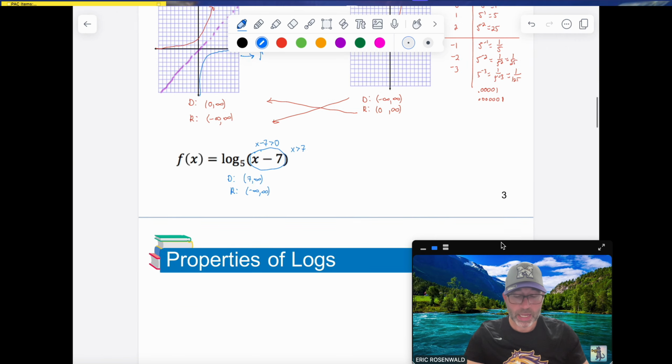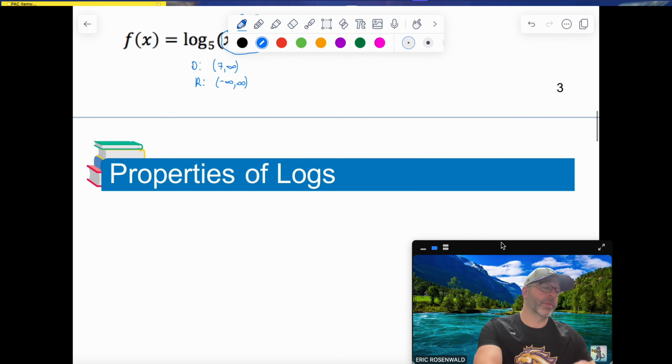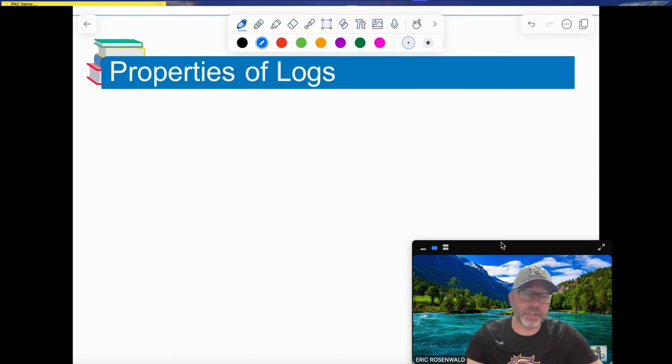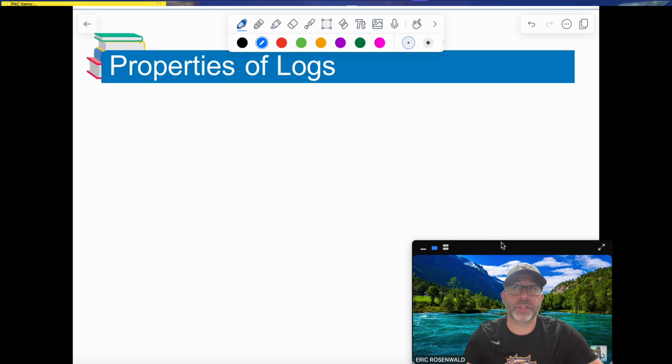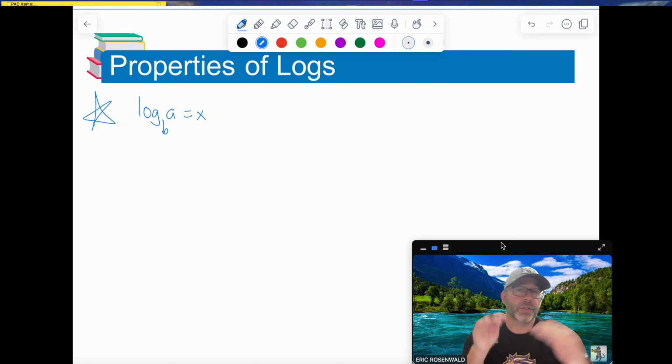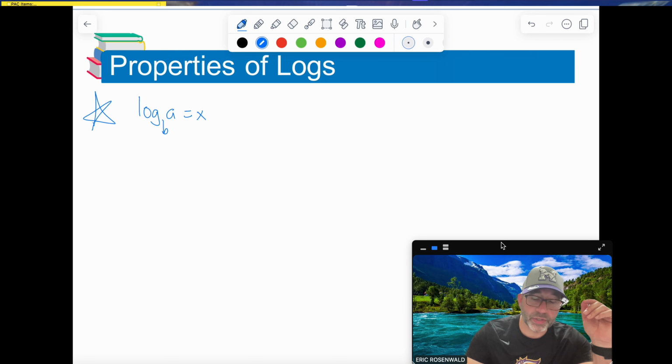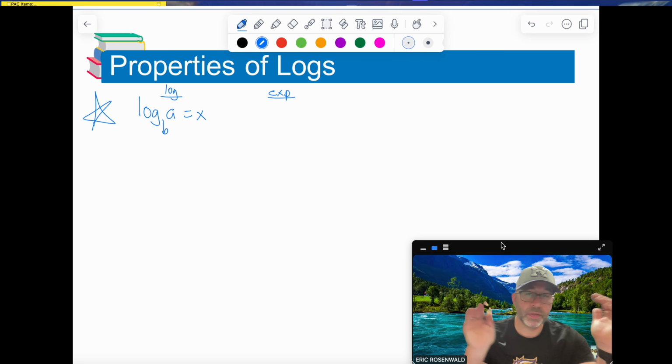Okay? All right, so let's review some basic properties of logs. There are several of them that you need to know, and there's a lot of redundancies in these. Some of them kind of piggyback off each other, just like exponent rules. All right, here's the first one. Log base b of a is equal to x. Now this is hands down the most important one. This is the one that allows us to switch back and forth between log and exponent. This is our log notation. This is going to be exponent notation, converting back and forth.